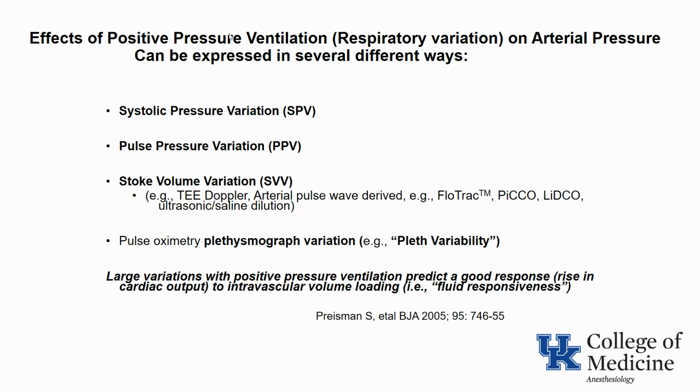The effect of positive pressure ventilation on arterial pressure can be expressed in various ways: systolic pressure variation, pulse pressure variation, stroke volume variation, a typographical error here, and plethysmography variation called pleth variability. Large variations with positive pressure ventilation predict good response to intravascular volume loading, so-called fluid responsiveness.